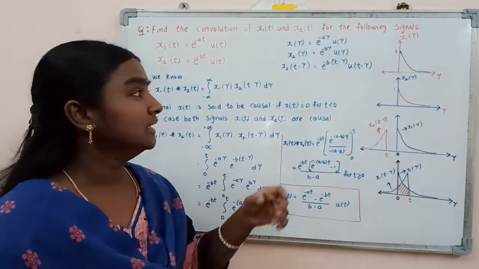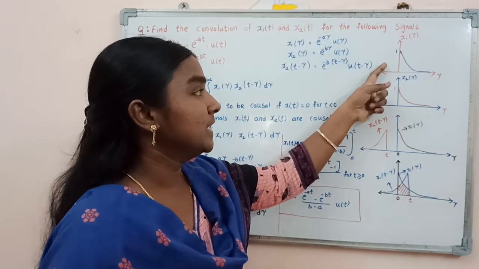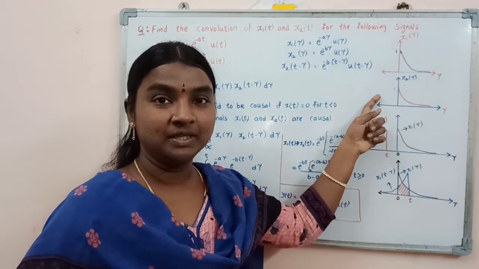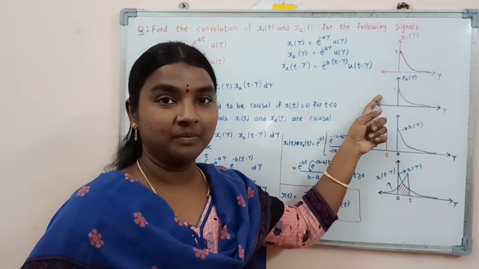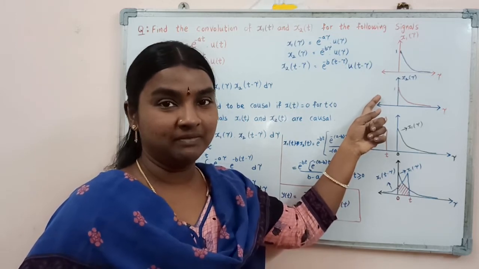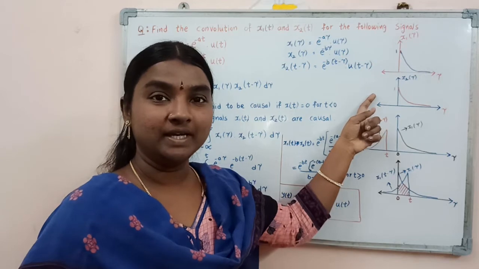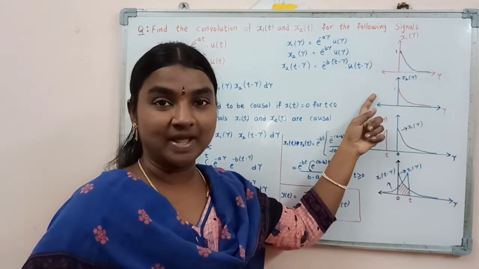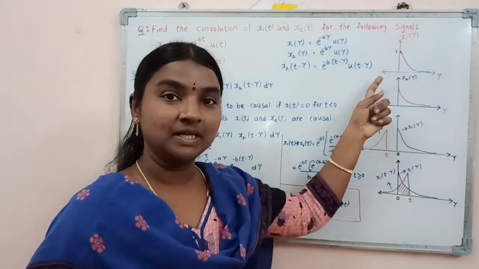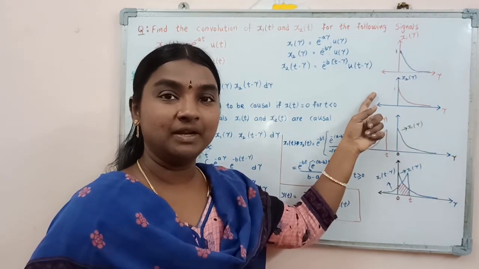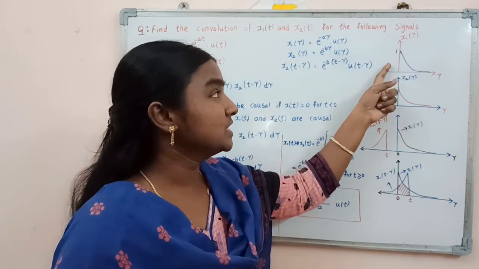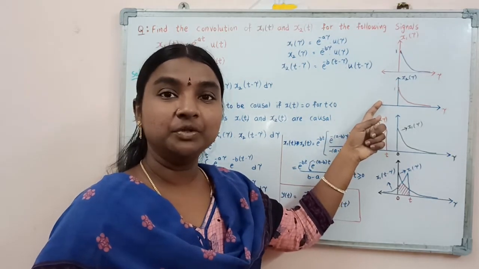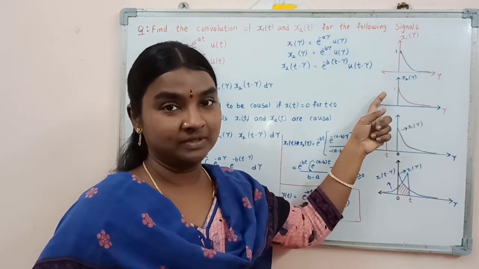Now here are the figures regarding x1 of t and x2 of t, and we know the graphical convolution and we solved so many problems in previous videos. So here, in step 1, we are going to represent both the signals with independent variable tau. This is the x1 of tau signal, this is the x2 of tau signal, and then we need to find out the reversal of one of the signals.